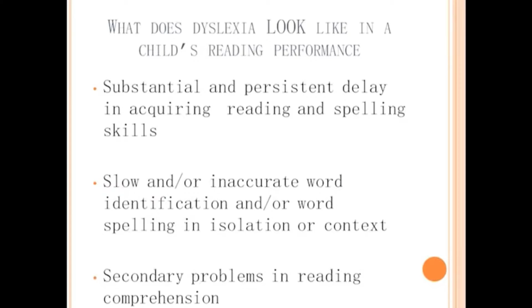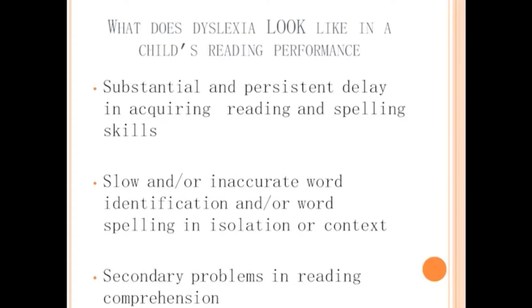What does dyslexia look like in a child's reading performance? So what does it look like when Tim is learning to read? We see that Tim has consistent difficulty in learning the associations between letters and letter sounds for both reading and for spelling. This results in substantial and persistent delay in acquiring reading and spelling skills.